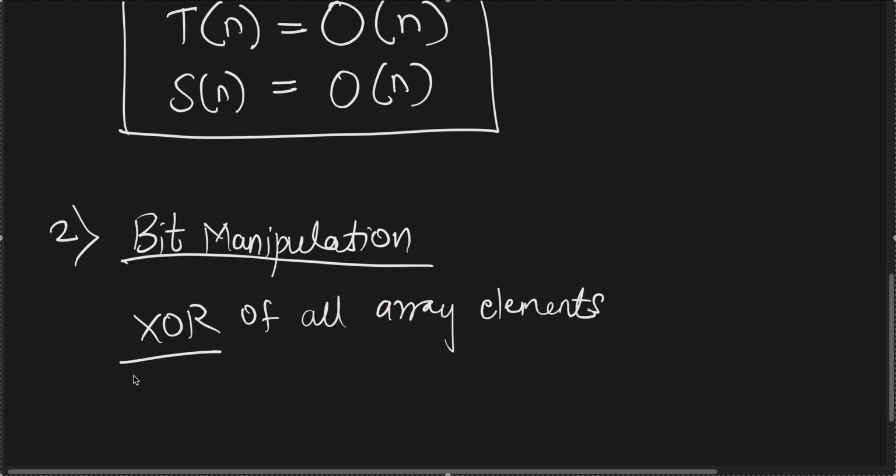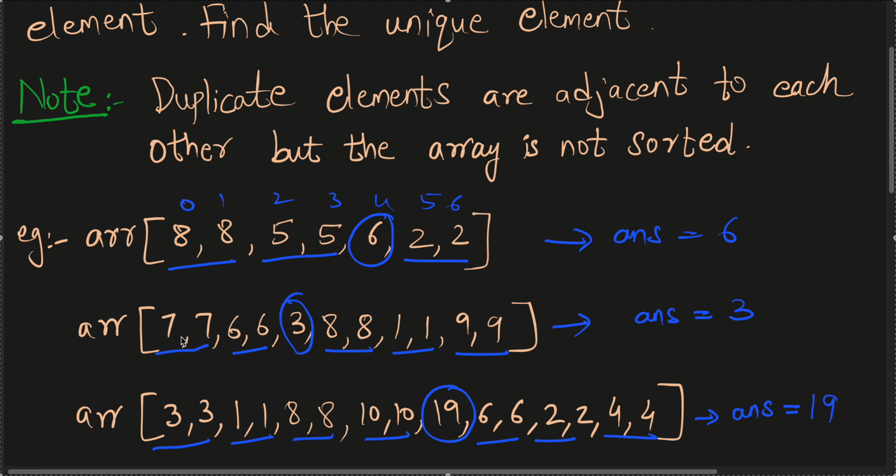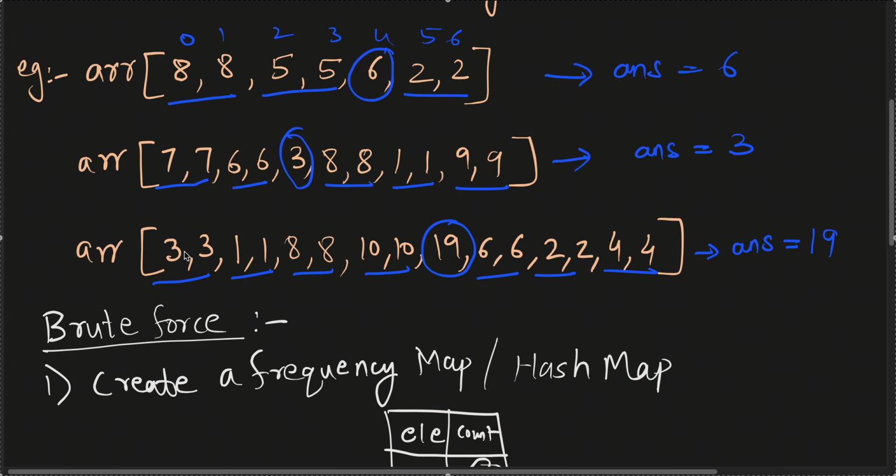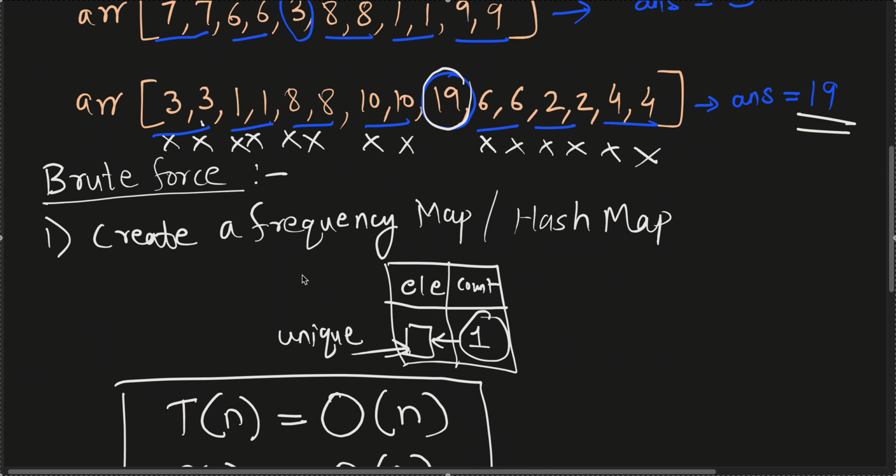Now what is the advantage of the XOR operation? When two elements are identical, if we do XOR of the two identical elements, they will cancel out each other. So this pair cancels out, and this pair cancels out, because they are the same element. XOR of the same element cancels out. So the unique element here, 19, will not cancel out, so it will give us our unique element. So this is the other approach.